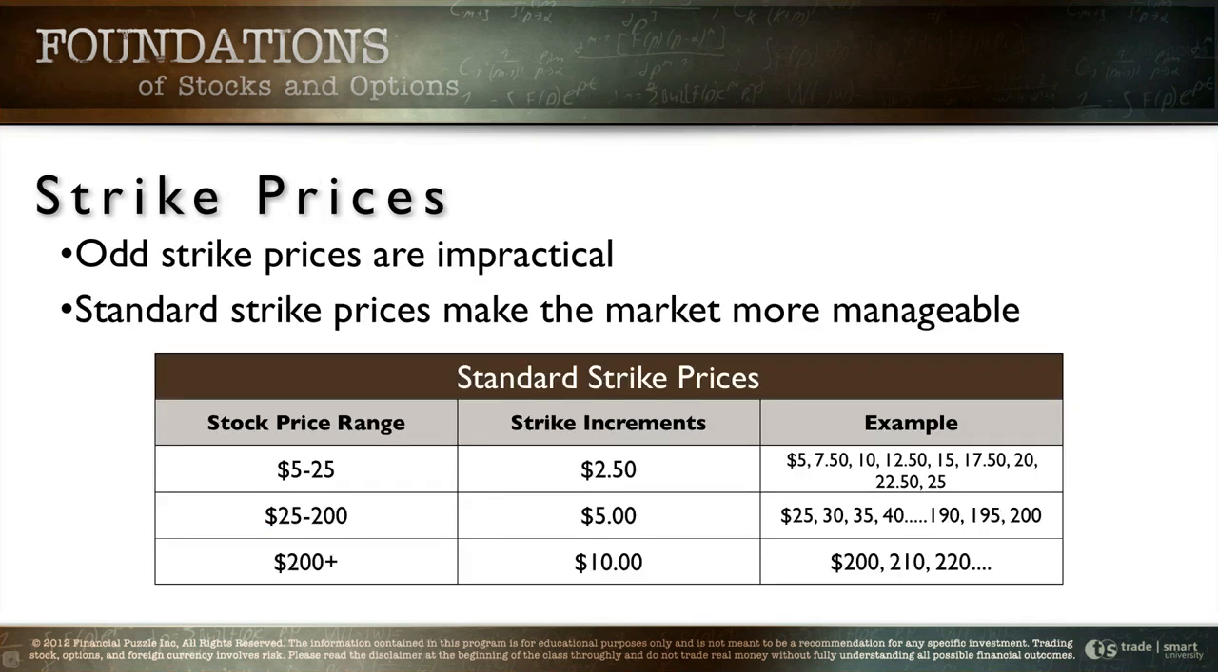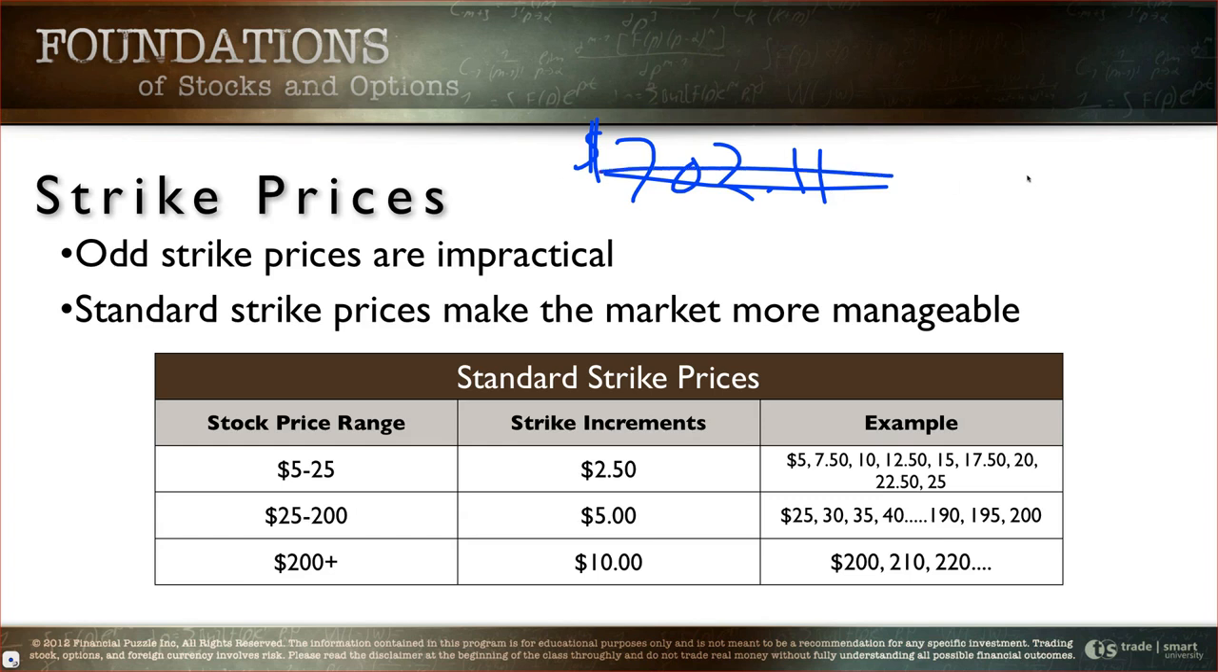Now let's talk about strike prices. The first level of standardization is your contract size, I should say. Strike prices: odd strike prices are impractical. Let's say Apple traded at one point today at $702.11, and somebody wanted to buy a put option at $702.11. Well, $702.11 might make sense to the person who had just purchased the stock at $702.11, but it wouldn't make sense for the exchange. So you would not have a whole lot of interest in a $702.11 strike price.